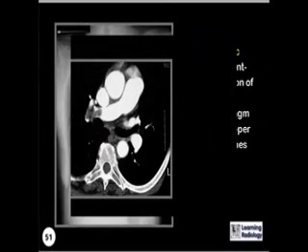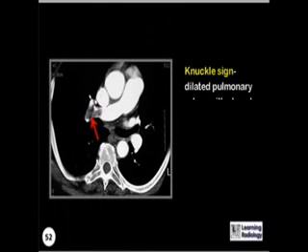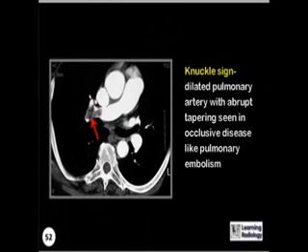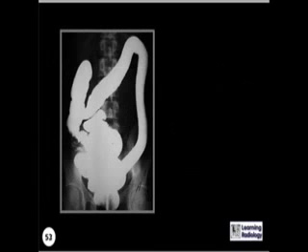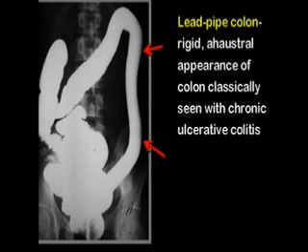What sign is depicted here? This is the knuckle sign, which is a dilated pulmonary artery with abrupt tapering seen in occlusive disease like pulmonary embolism, shown here. What sign is shown here? This is a lead pipe colon, which is the rigid, ahaustral appearance of the colon classically seen with chronic ulcerative colitis.